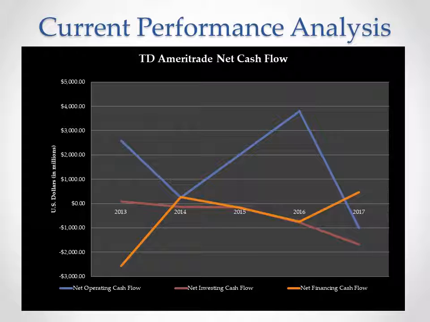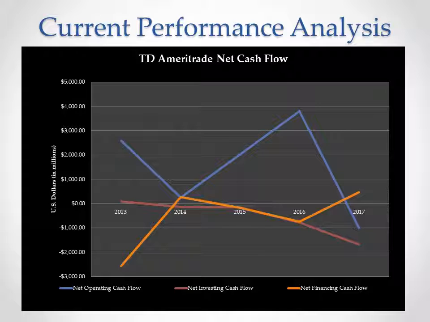As can be seen in the figure, the net operating cash flow, net investing cash flow, and net financing cash flow all had positive and negative numbers over the past 5 years. This data is particularly pertinent to the bottom line figures of the company. The blue line represents net operating cash flow from 2013 to 2017.